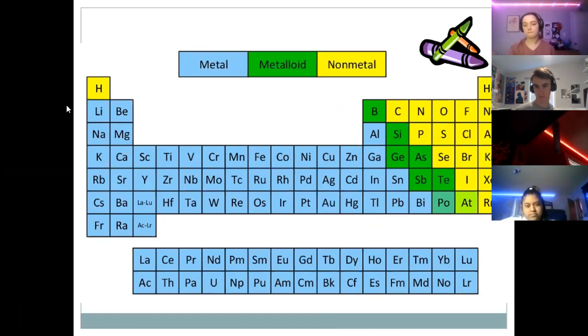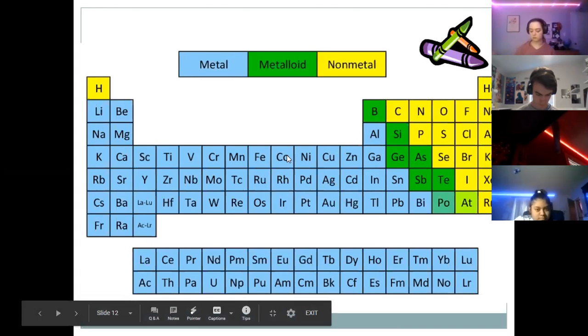So you can highlight, you can outline, you can color it in. Just do something on your periodic table so that you know that these are your metals, including these two rows at the bottom here. These are your metals.